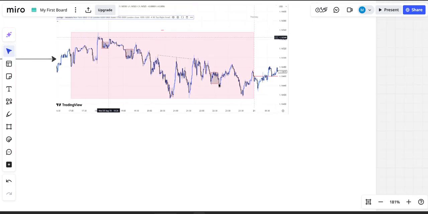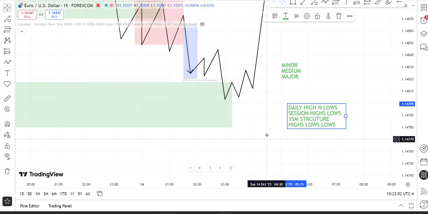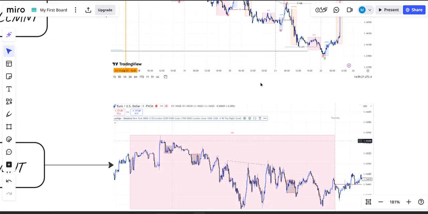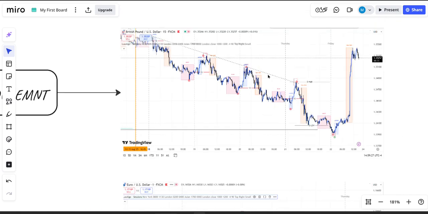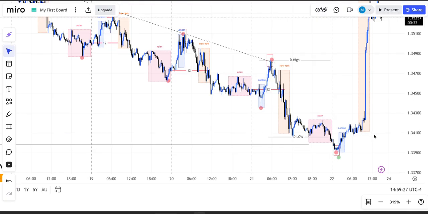And what about medium inducement? I told you, a medium inducement consists of daily highs and lows, session highs and lows, 15-minute structure highs and lows. You have this clear trend line liquidity here. This is a major move. This is because of some unemployment news, I guess. But even before that, we can predict the market.